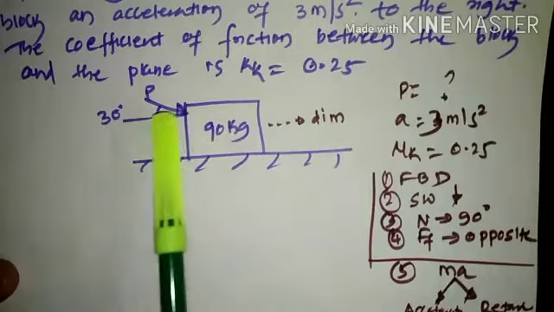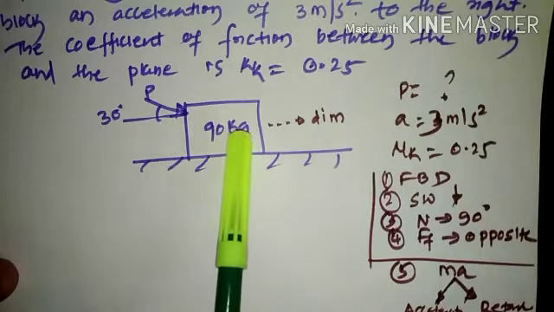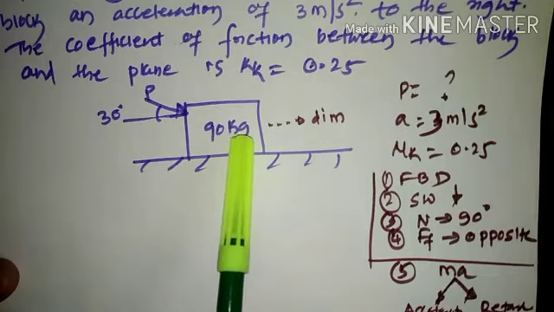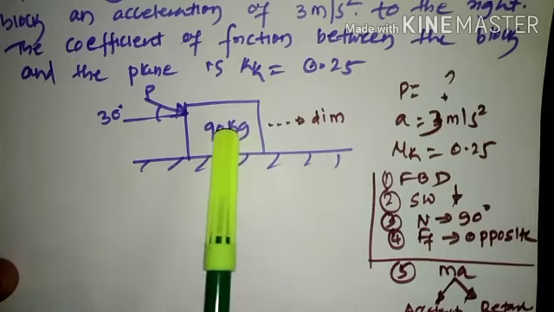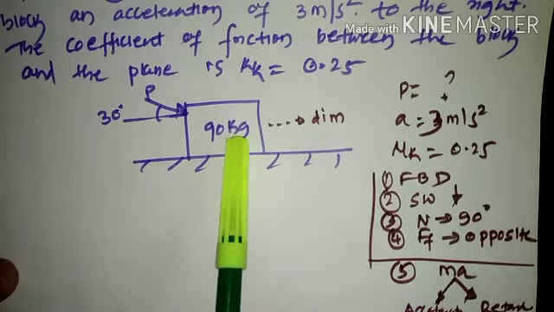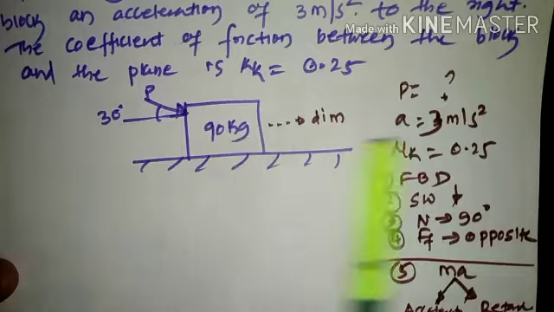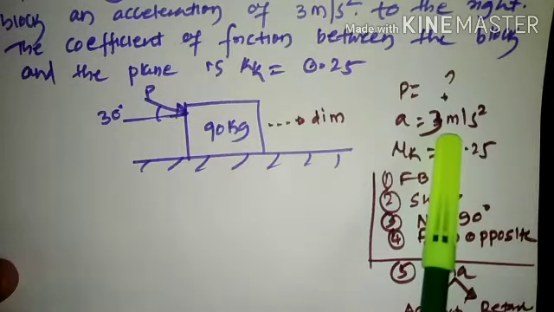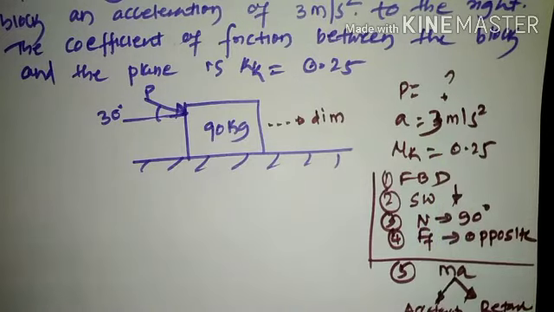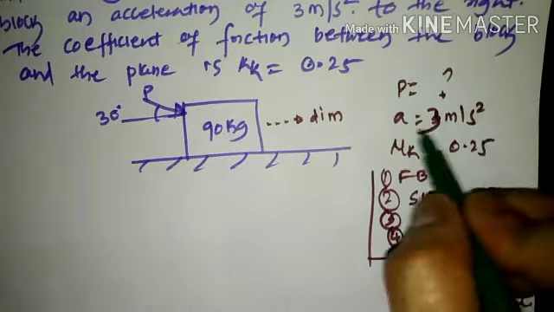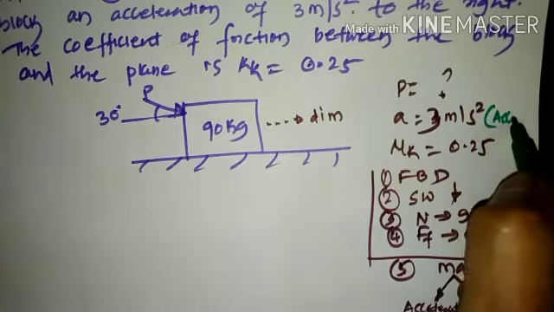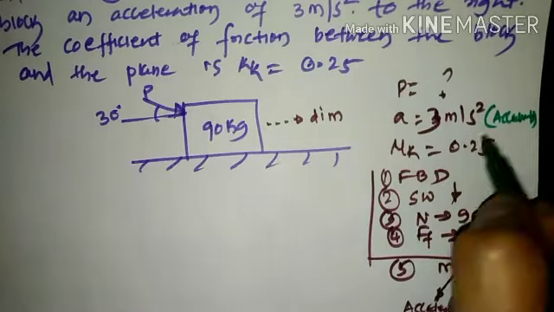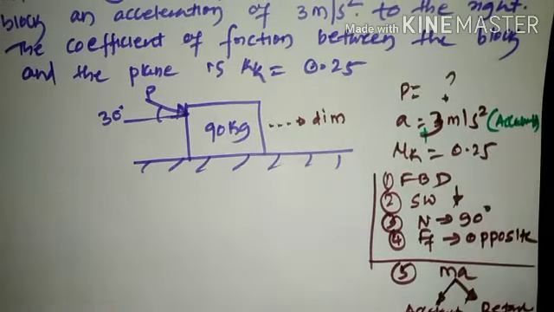Now here this force P is constantly being applied on this particular block of mass 90 kg. So when it has been constantly applied on this particular mass of 90 kg, it induces an acceleration of 3 meter per second square. So this acceleration is nothing but a case of acceleration, which we are going to consider as a positive 3.